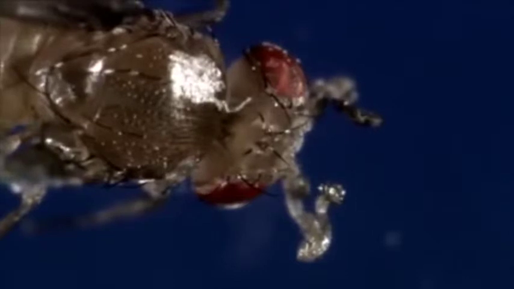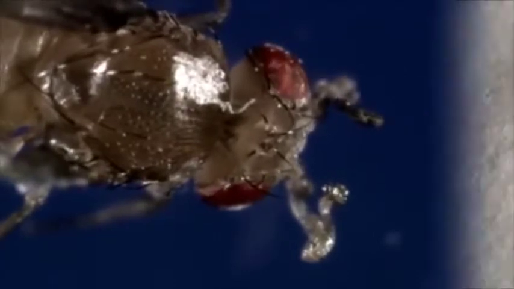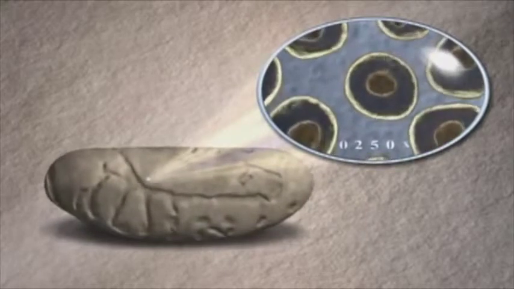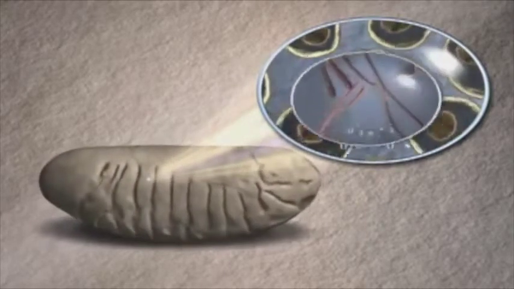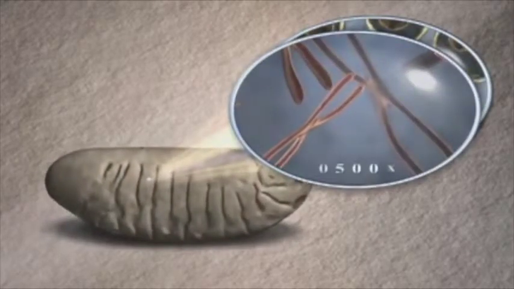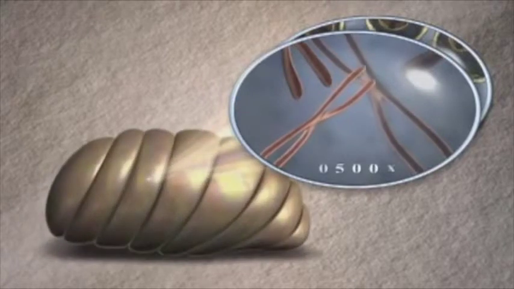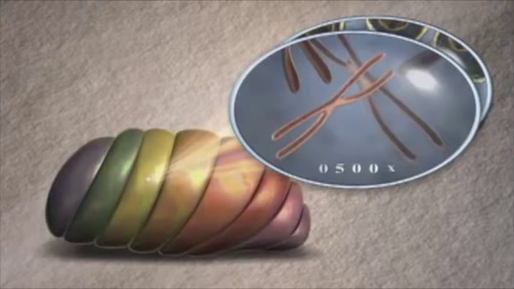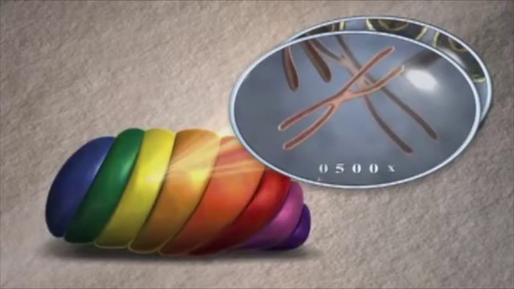The scientists had triggered the changes by damaging the fly's DNA. Within each cell of the developing embryo is a chain-like molecule called DNA. The experiment showed that DNA was somehow causing the embryo to divide into segments. But how?